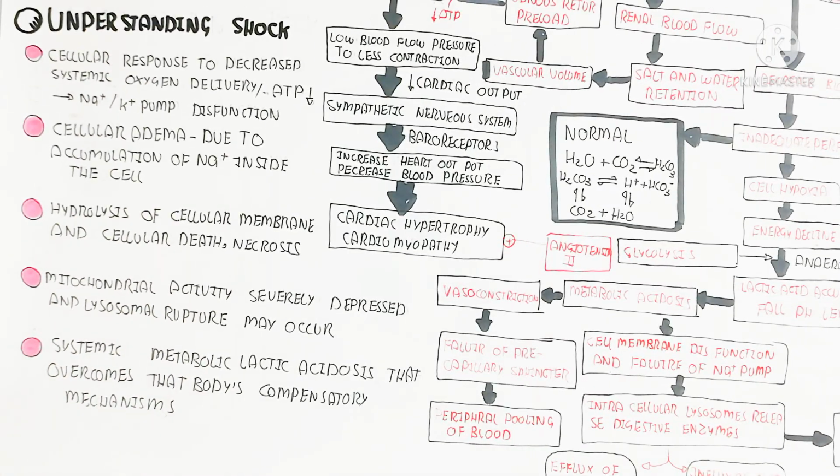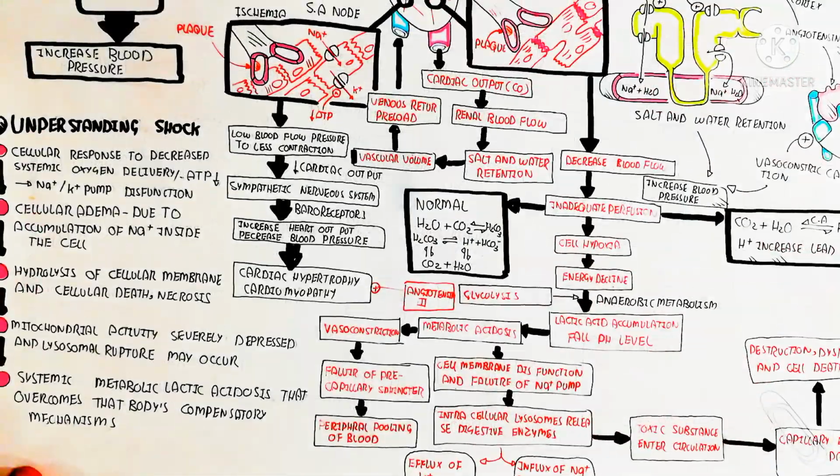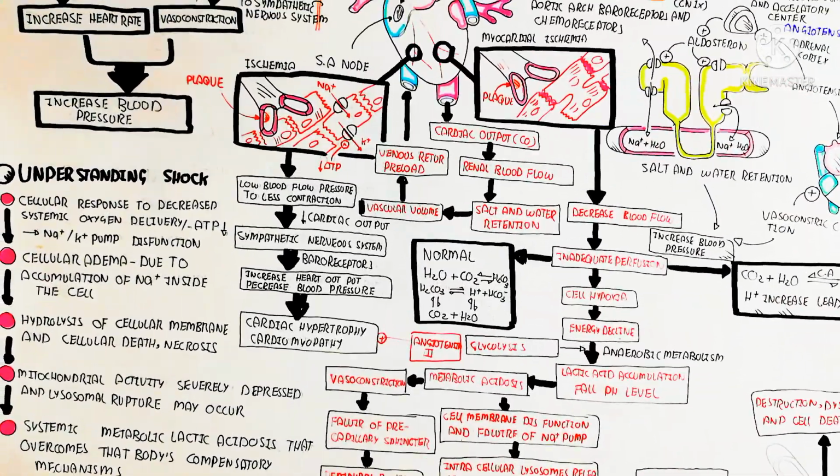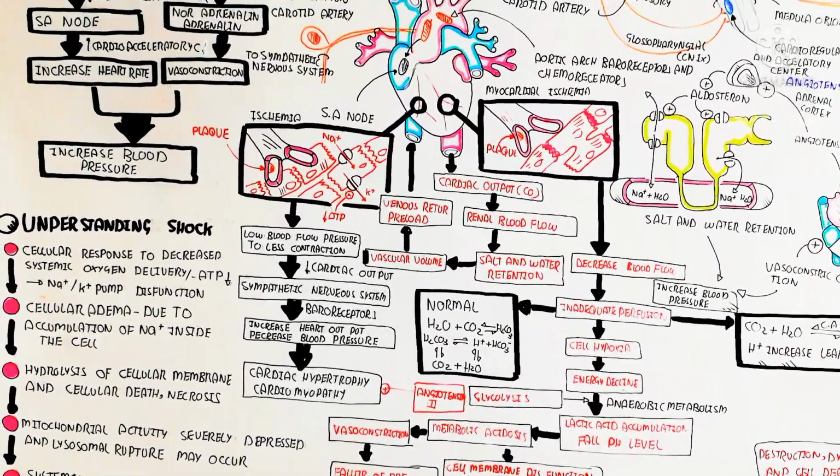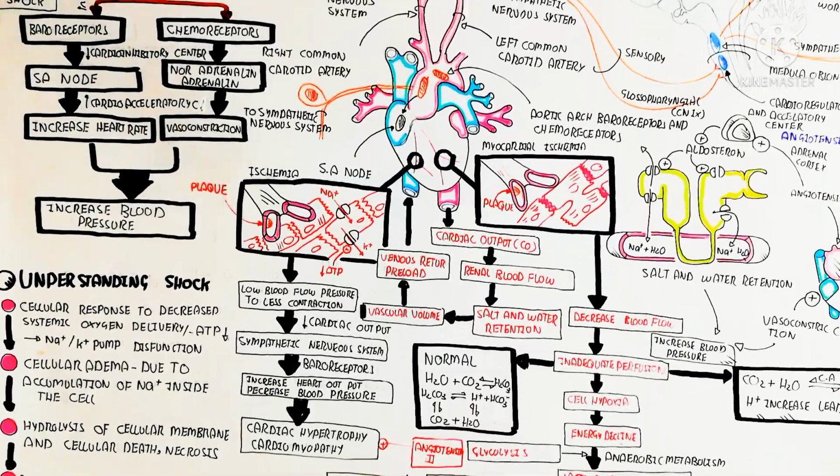In this way, the baroreceptors are involved, and the sympathetic and parasympathetic nervous system, for example the autonomic nervous system, is involved in heart failure and leads to death.